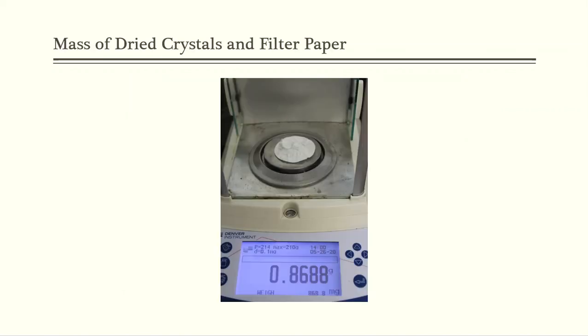All right, so I let the sample cool at room temperature for a few minutes. I took the piece of filter paper off of the watch glass, and I took the piece of filter paper to the same balance, this time with my crystals on it, and I recorded a mass. And this mass represents the mass of the original filter paper plus the crystal that I have now in the very end.